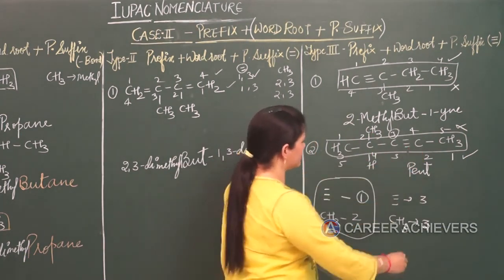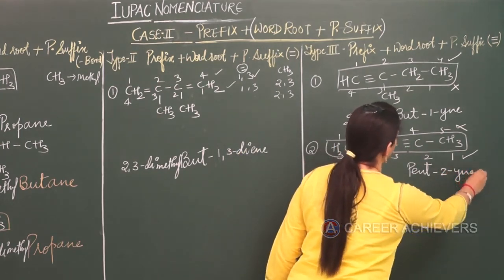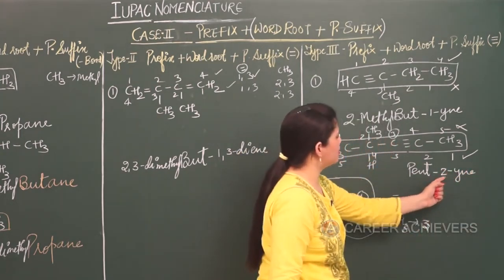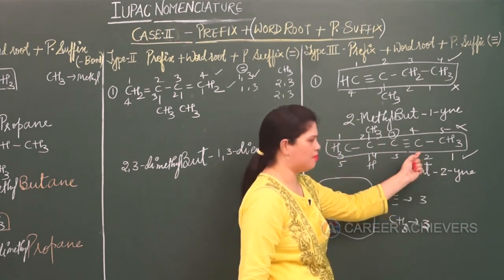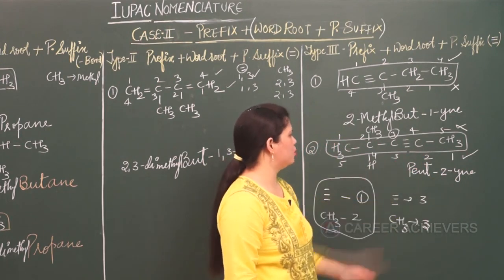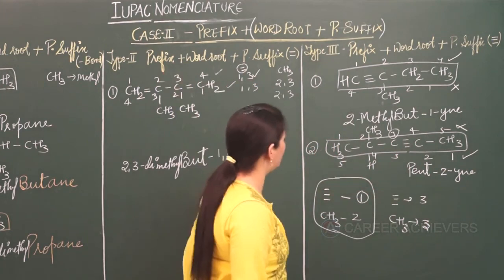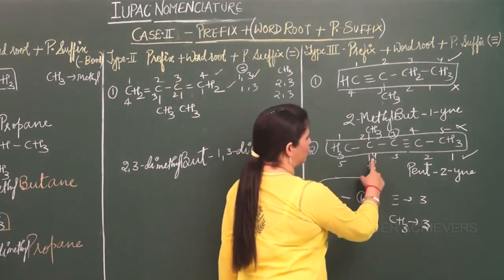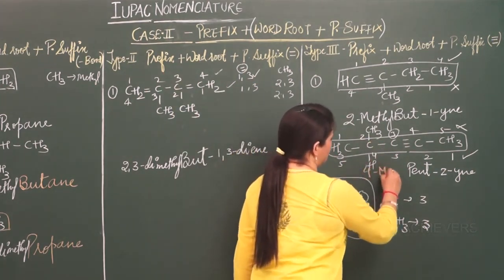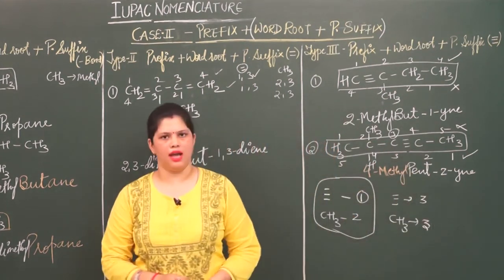So the name of this molecule would be pent-2-ine, representing the ine present at the second carbon. It means the triple bond is present at the second carbon. Now we have to talk about the prefix part, which has to be written before the word root. Your methyl from the lower numbering is at the fourth carbon. So the name is 4-methyl pent-2-ine, right?